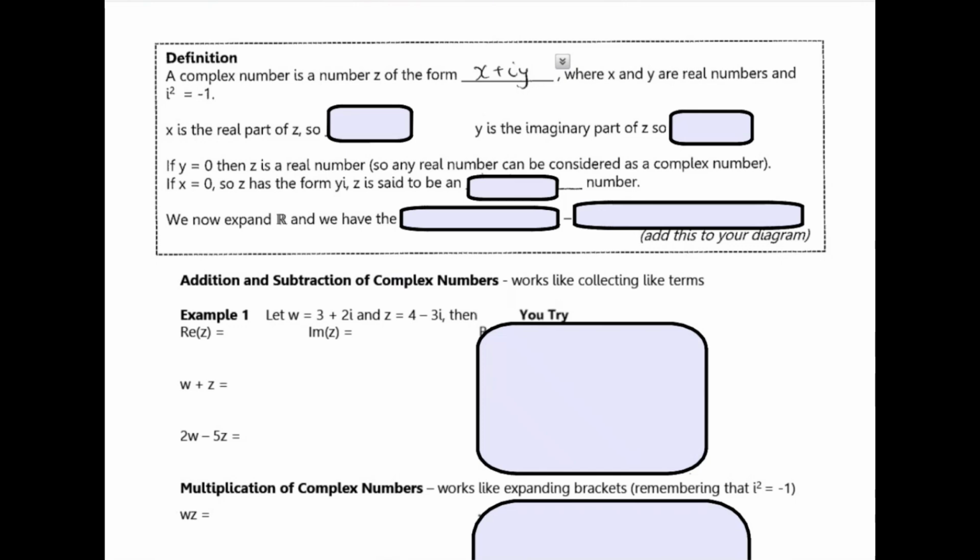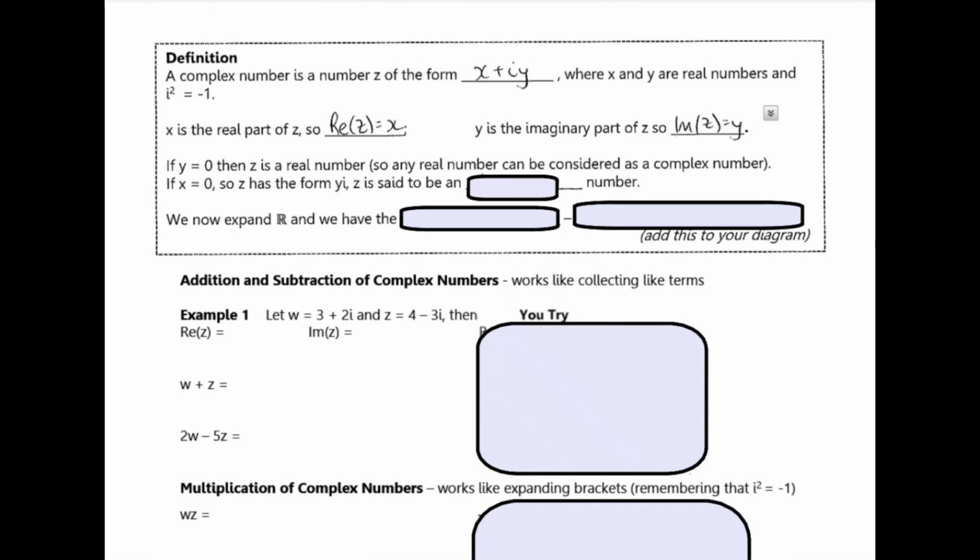x is what we call the real part of z, so we write this as Re z equals x. y is what we call the imaginary part of z, so we'd write Im z equals y. Now, we normally use z for complex numbers. Notice that the imaginary part doesn't include the i, it's just the y value.